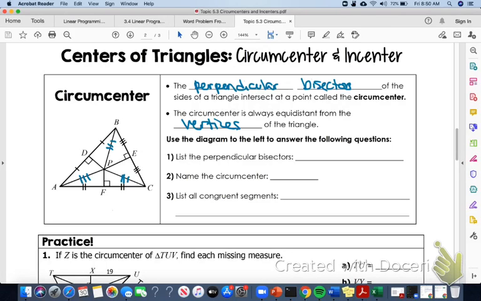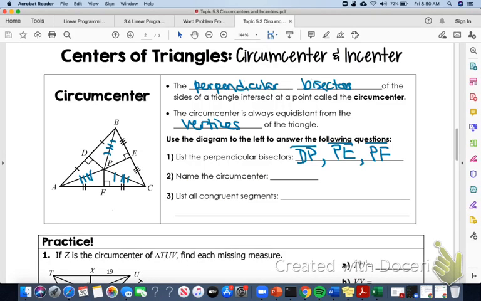Okay, and actually I should have 4 marks on those because there's one with 3. So, use the diagram to the left to answer the following questions. List the perpendicular bisectors. Okay, so since they are all meeting at P, our perpendicular bisectors are DP, and it's not as easy to see on this one, but it's not going straight to the other side. It stops at P. Okay, so we have DP, we have PE, because it's bisecting side BC, and then our side AC is being bisected by PF.